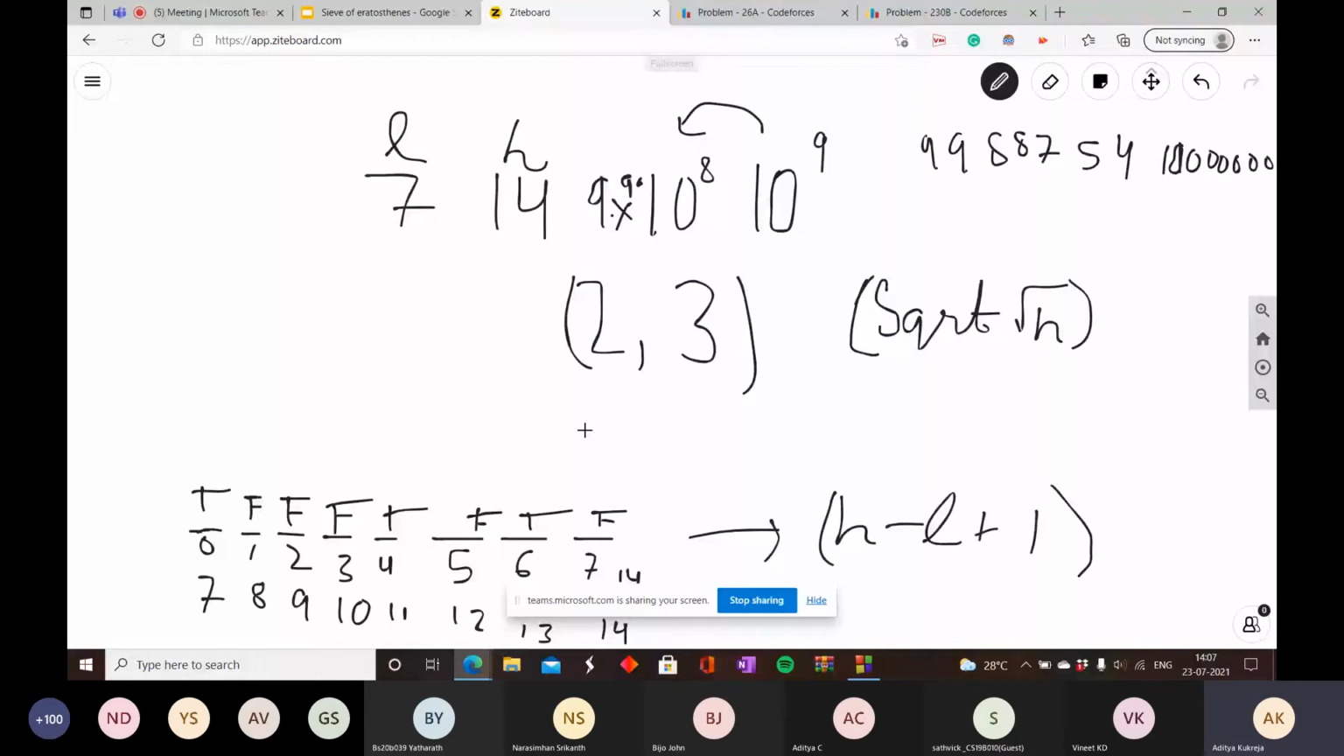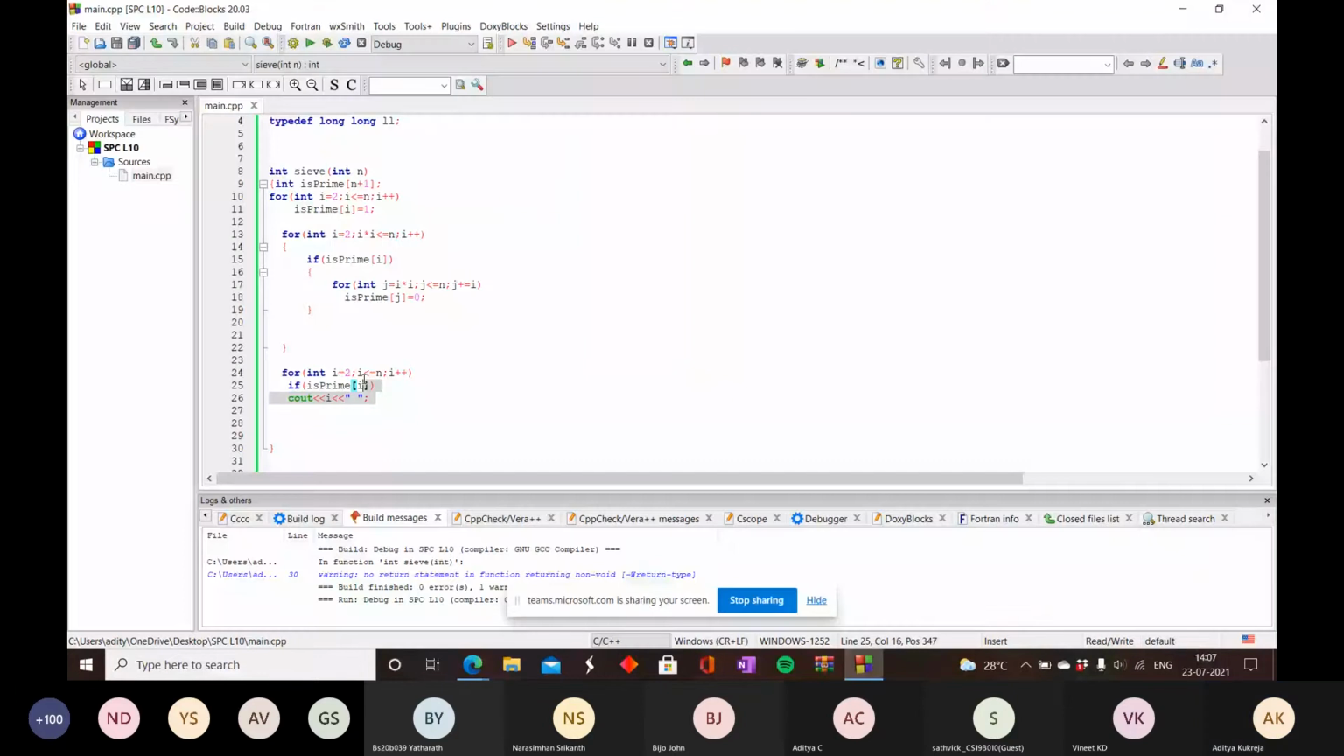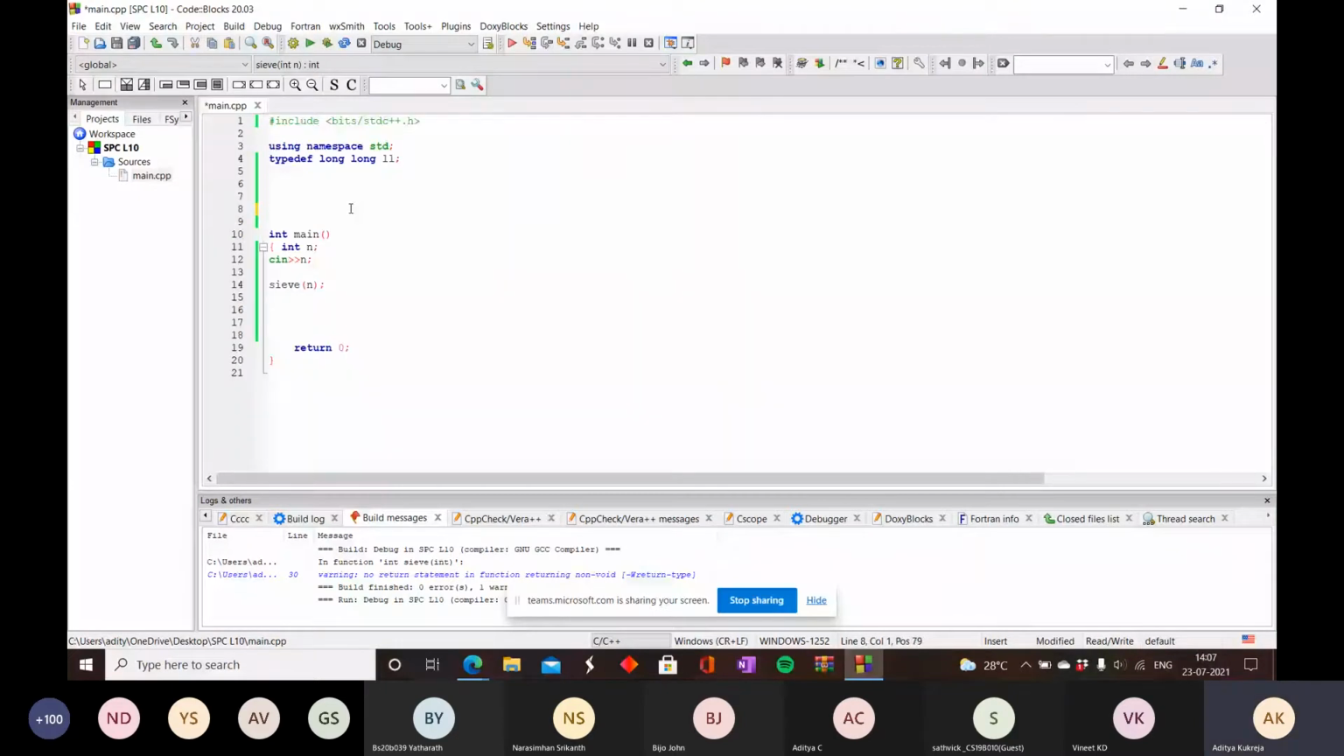So for this case, I'll do it all within the main function itself. I'm using long because you might get really high values in the question. So long L and H. These are your two limits which you're inputting, and then you would input them with cin L, H.